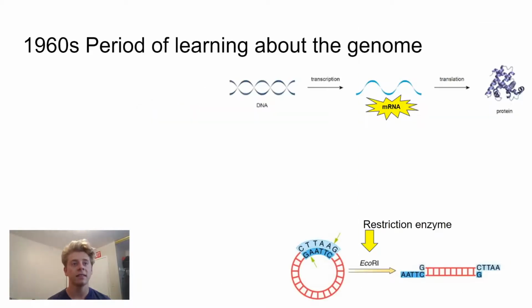In the 1960s, we see another period of learning about the genome. We discover that mRNA has the job of creating proteins. We decode the nucleic acid alphabet, and we begin using restriction enzymes to cut DNA. This helps with mapping the genome, which we see a lot of in the future.